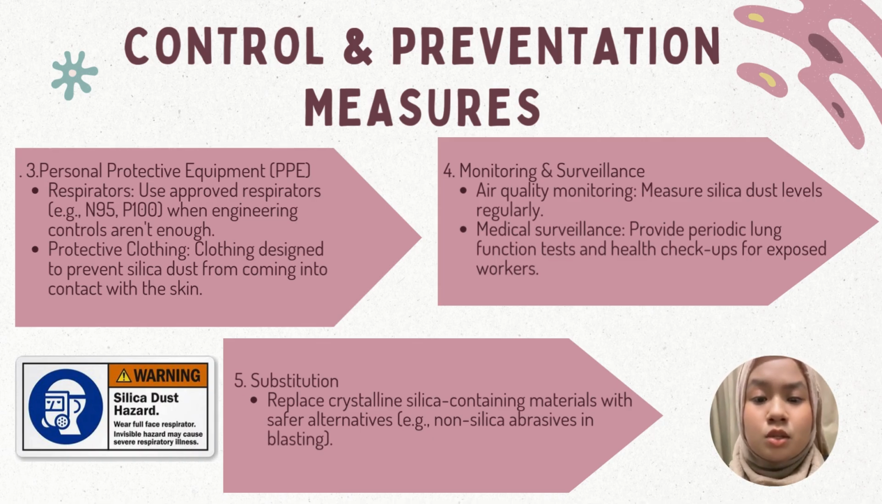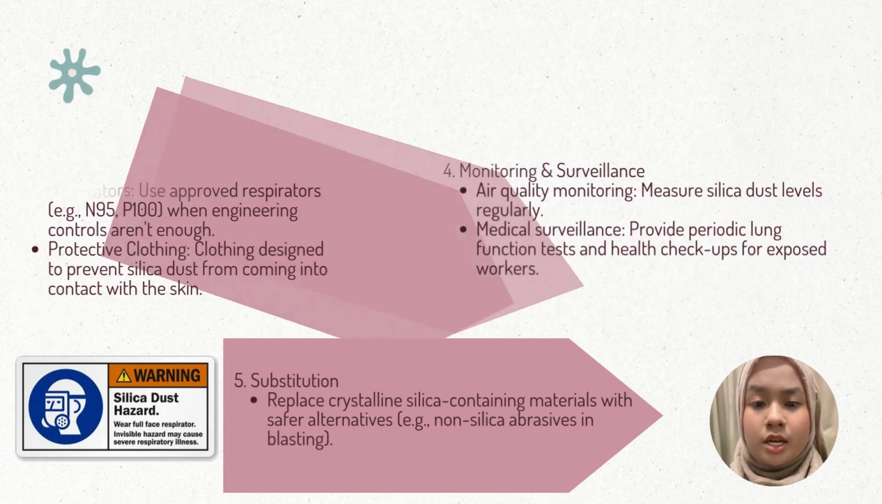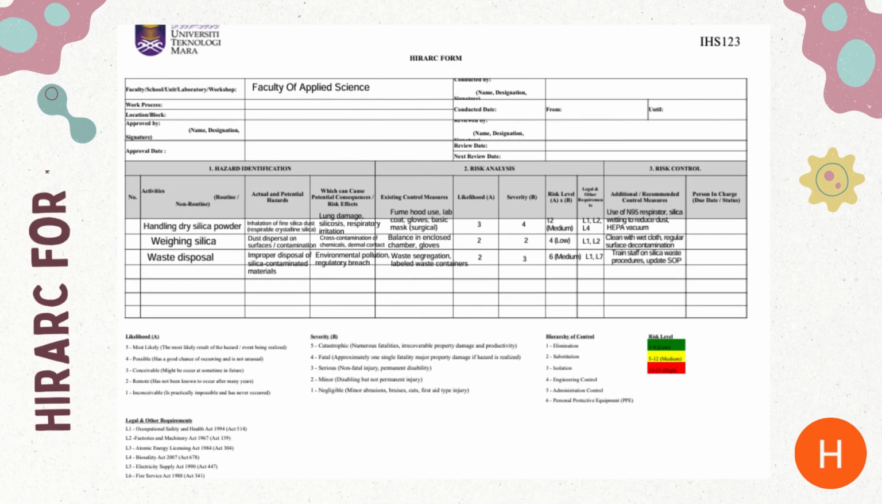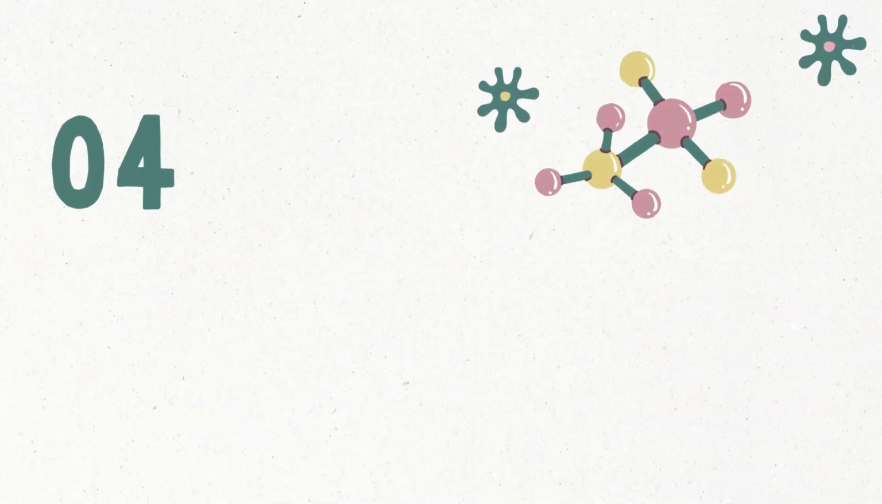Last, substitution. When possible, we should use safe alternatives like non-silica abrasives in blasting. This eliminates the hazard altogether. So this is the example of the hierarchy form that we need to fill in.